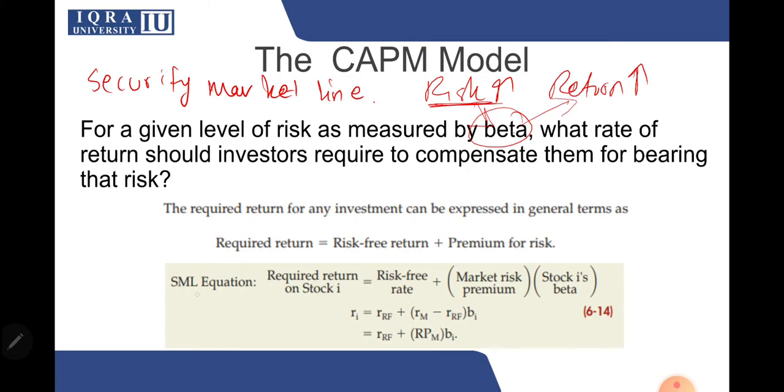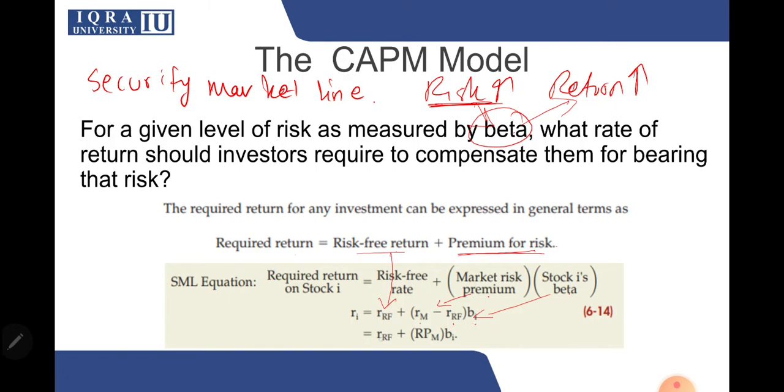So this is your SML equation. The required return is equal to the risk-free rate plus the premium for risk. The risk-free rate is denoted by RF, and the premium for risk is the market risk premium multiplied by the stock's beta. The market risk premium is calculated by RM minus RF, and the stock's beta is denoted by beta I.